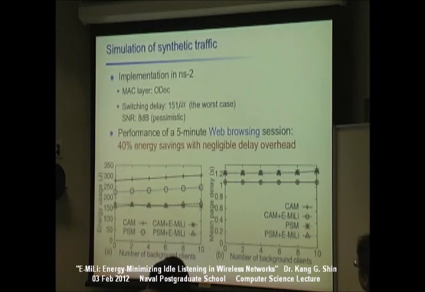What about the other performance issues? We implemented this in NS2 using synthetic traffic, and we implemented this opportunistic downclocking at the MAC layer. We also used the worst case of switching delay to indicate a worst-case sort of overhead. And the signal to noise ratio we set to 8 dB. This is very pessimistic according to what I showed you earlier.